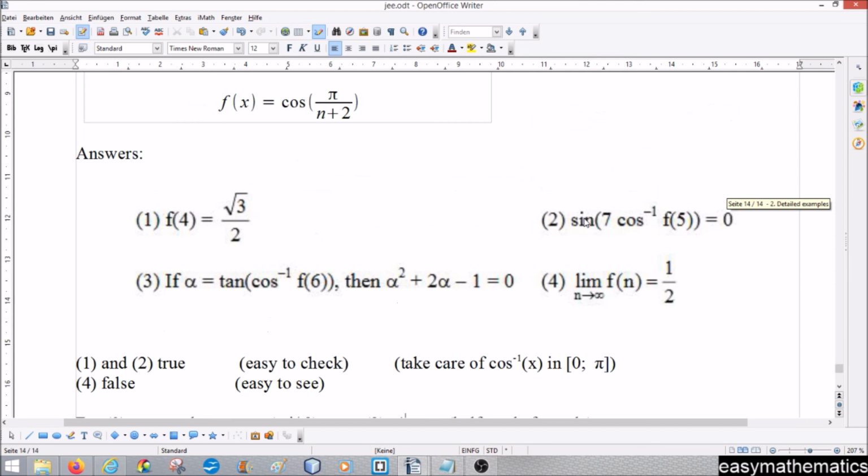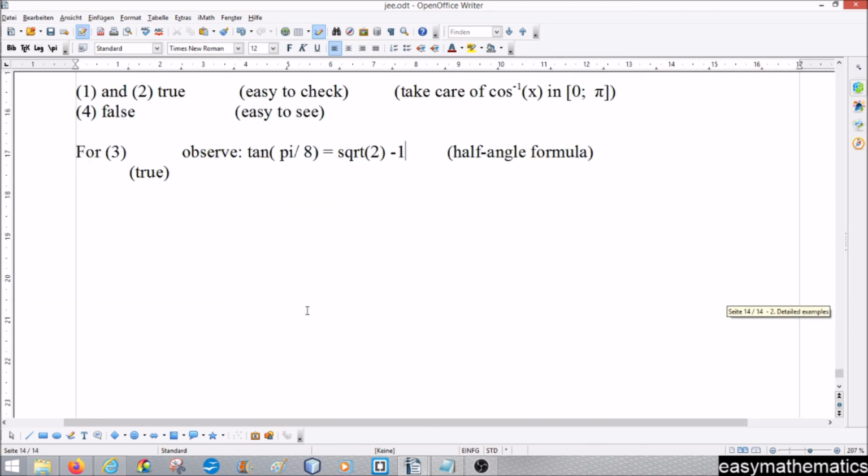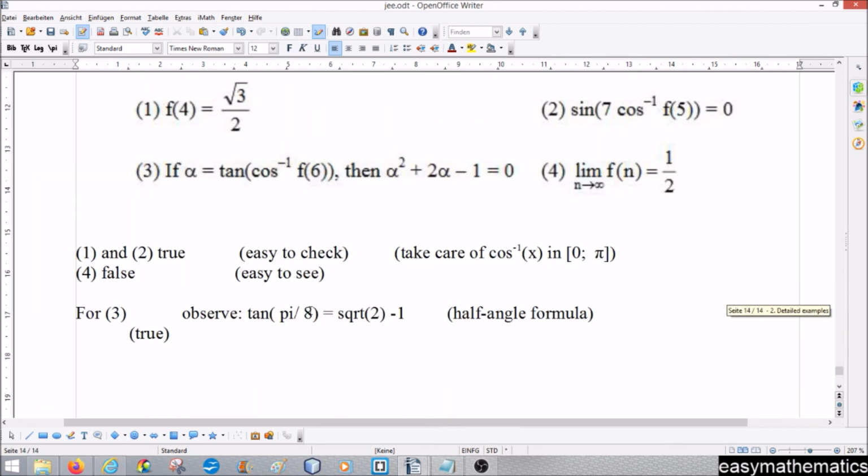And 4, if you take a look at cosine, if n approaches infinity, cosine has no finite limit, so 4 is false. Alright, that was question 8.